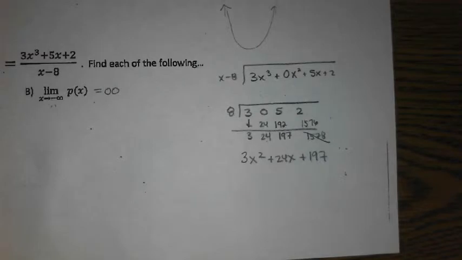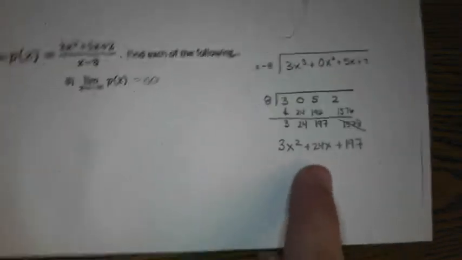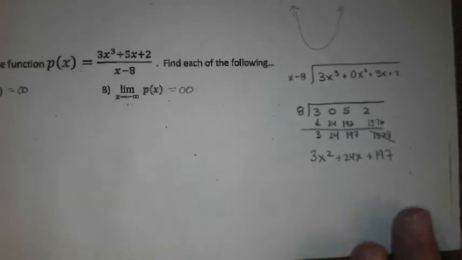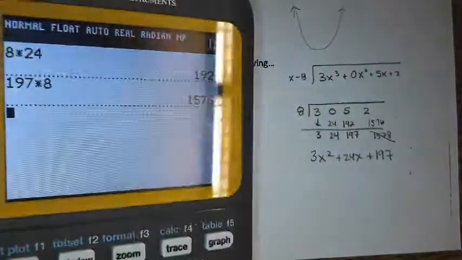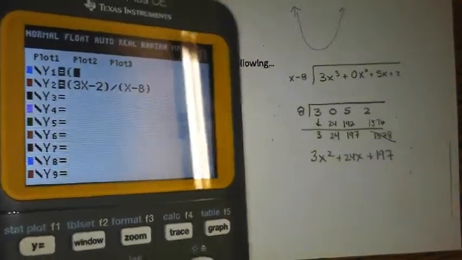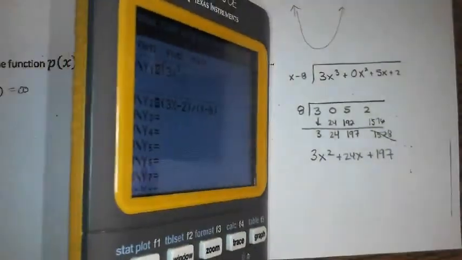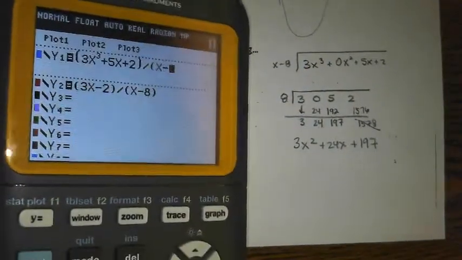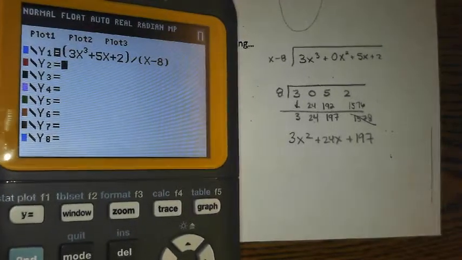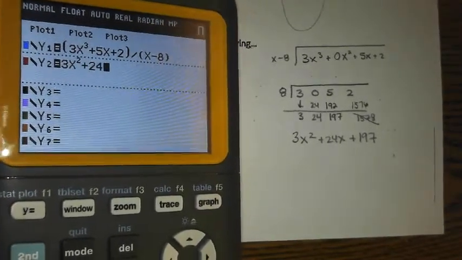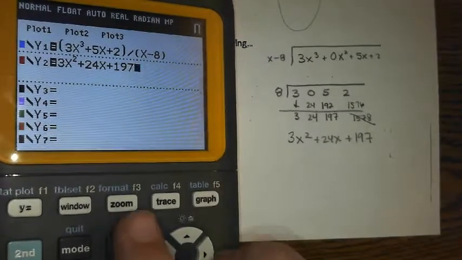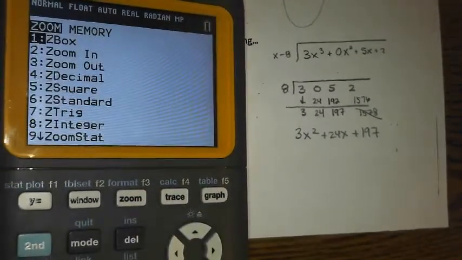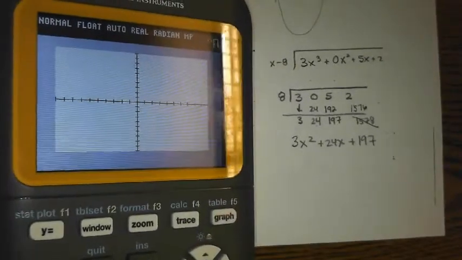I think I'm going to have to mess around with the window quite a bit for you guys to see this. But I'm going to graph that function, and I'm going to graph that asymptote to show you exactly how this whole thing transpires. So, y equals 3x to the third plus 5x plus 2 divided by x minus 8. So there's my original function. And then after that will come my asymptote. So zoom 6, like the standard negative 10 to 10 viewing window, I don't think is going to be very telling.